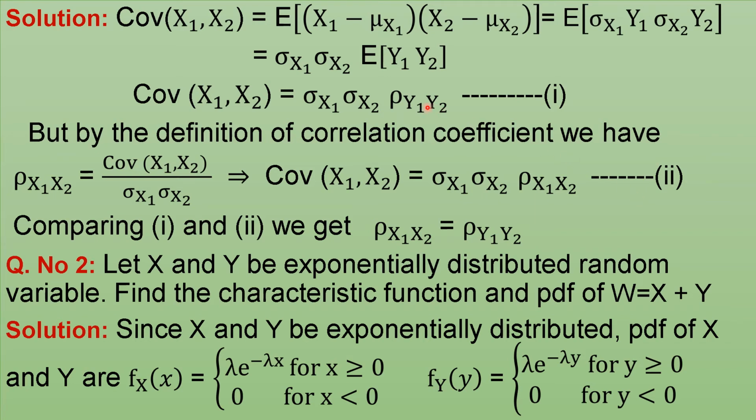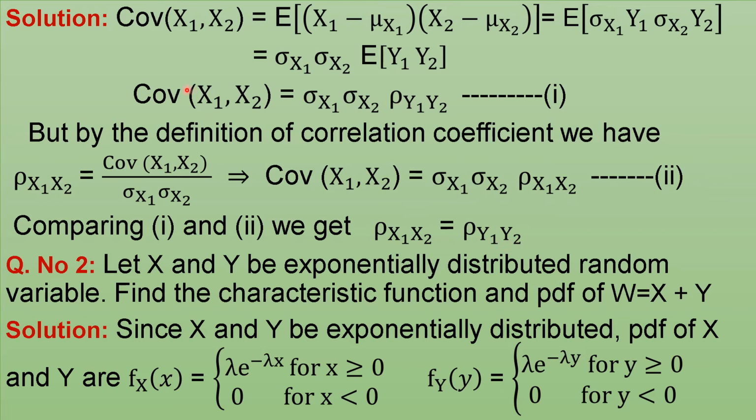Now refer to 1 and 2. Their left sides are same, so their right sides must be equal. In the right side we have the common factors sigma x1 and sigma x2 in both. So comparing 1 and 2, you get rho x1, x2, the correlation coefficient between x1 and x2, as equal to rho y1, y2, the correlation coefficient between y1 and y2.